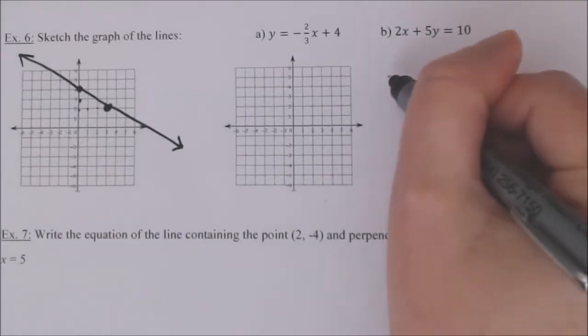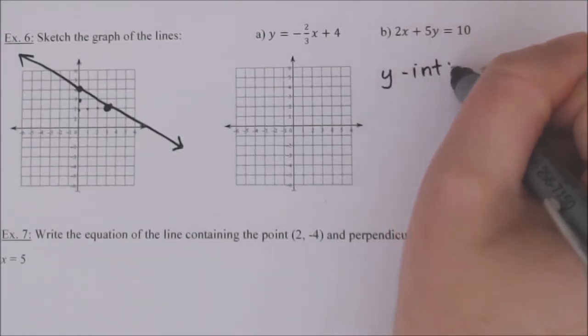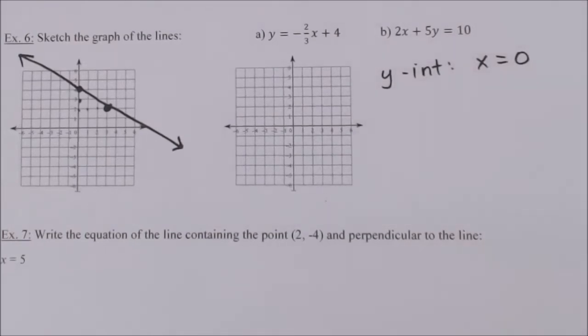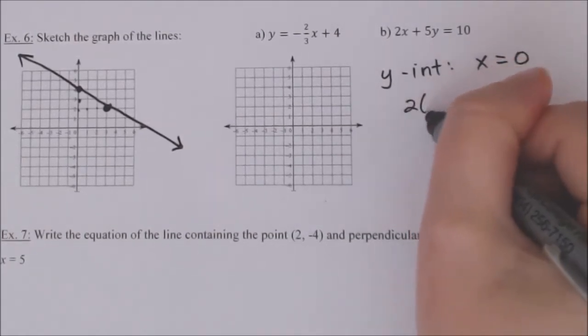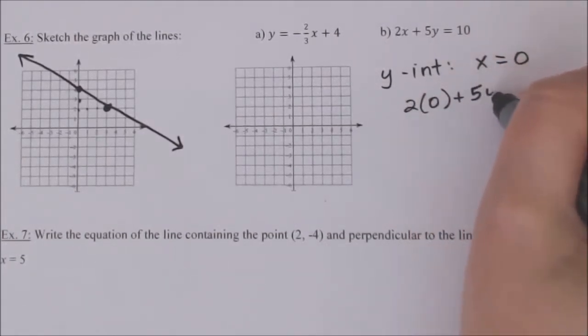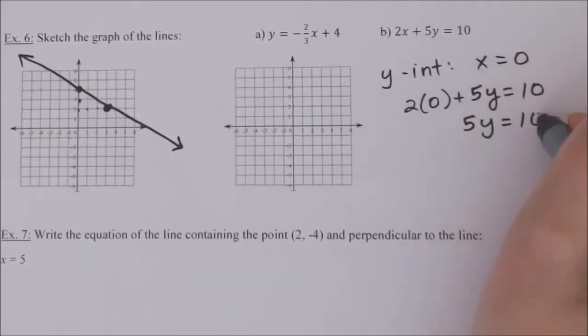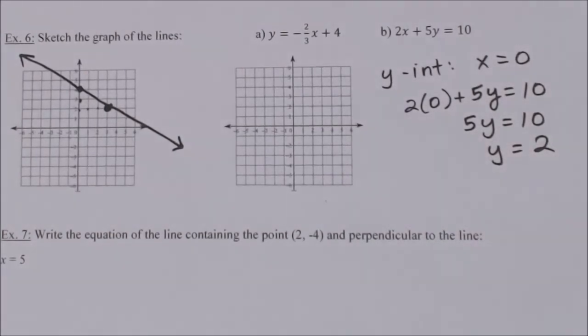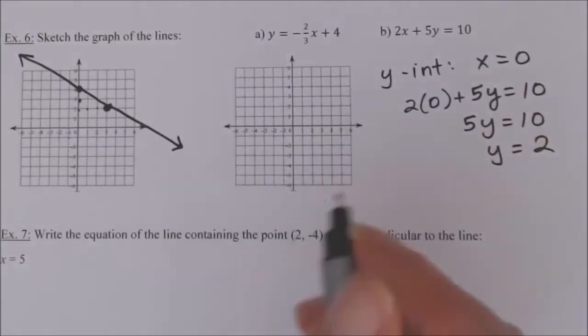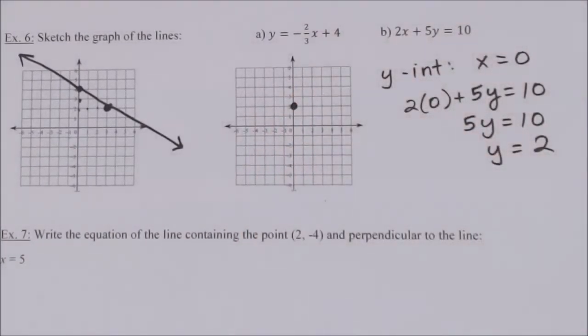So I'm going to find the y-intercept by replacing x with a 0. So if I do that, I get 2 times 0 plus 5y equals 10. So I get 5y equals 10. Divide by 5, I get a y-intercept of 2. Had we rearranged the equation, we would have gotten that same point, y equals 2, y-intercept of 2 would have been our b value. This is just a shorter way of doing it, I think. And then on the graph, let me come to the y-axis and put a point at 2.